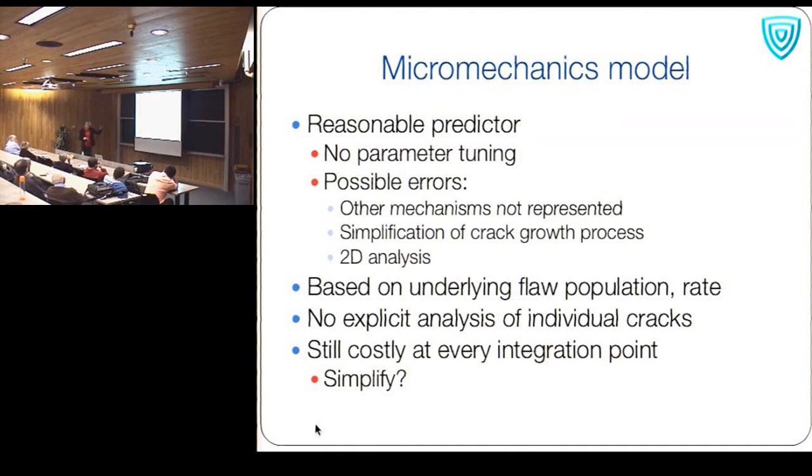But it is based on the underlying flaw population and the rate. And why that's important is, remember back to our cartoon at the beginning, there's a finite element. Each finite element has its own underlying microstructure. We now have something that could potentially link the microstructure description to the constitutive properties, and it's not an ad hoc effective properties kind of link. It actually explicitly tracks the microstructure. But we don't have to do that horrible cohesive zone model that had all the cracks explicit in it. So it's still costly at every integration point. And our question is, can we simplify this?